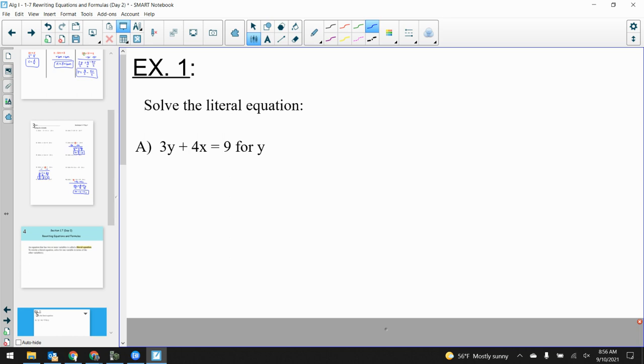So let's keep practicing. Let's solve this first example for y. Let's solve example A for y. I want you to think in your head what the first step should be, and then I'm going to ask you about it.